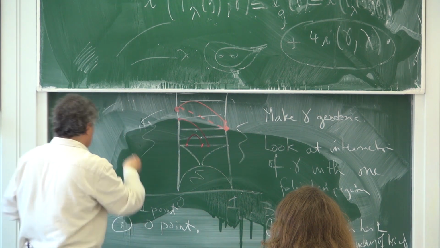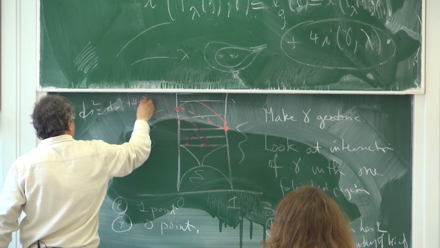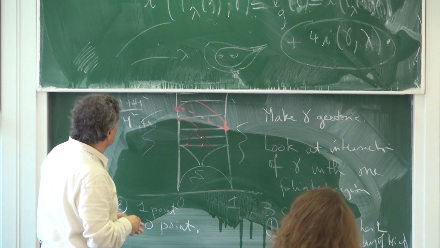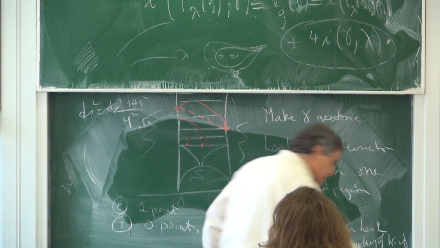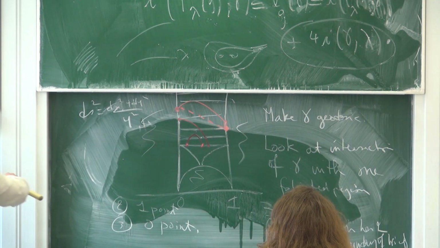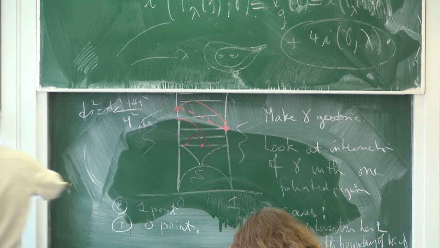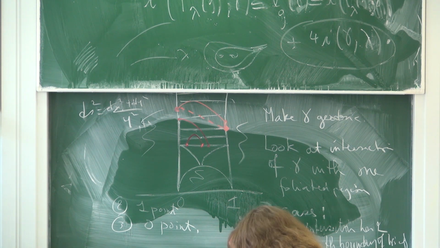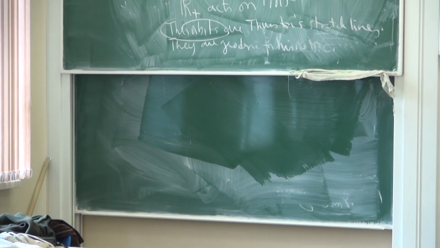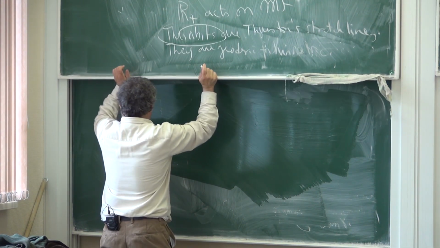This is because the metric here is ds squared equals dx squared plus dy squared divided by y squared. Okay, so the conclusion here. Let's introduce just a slight notation.